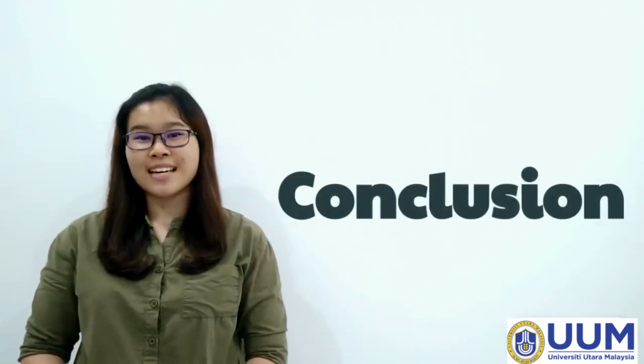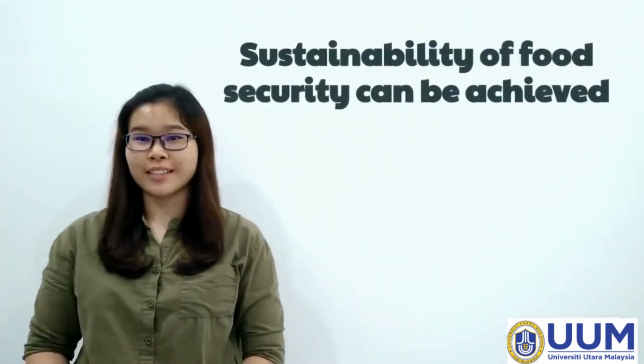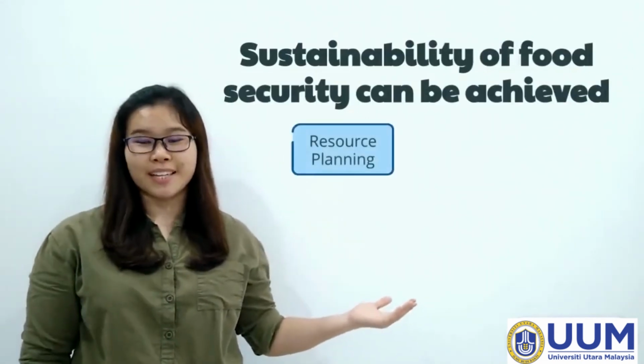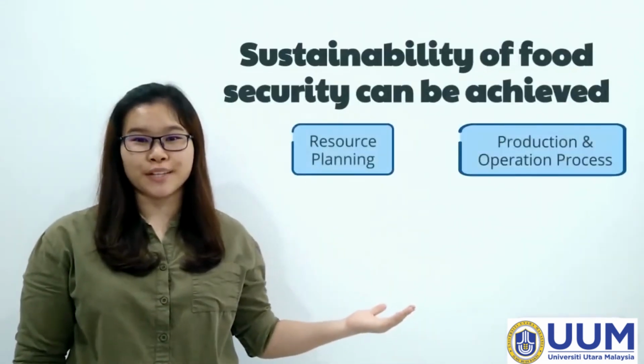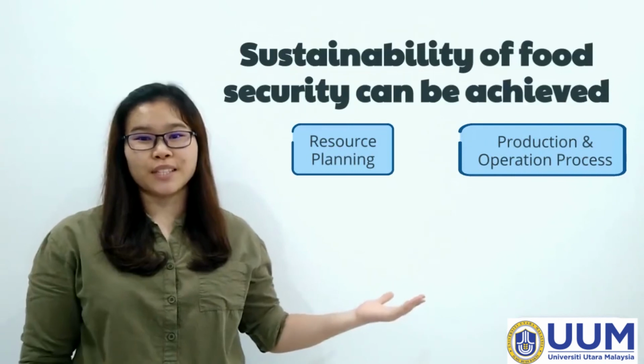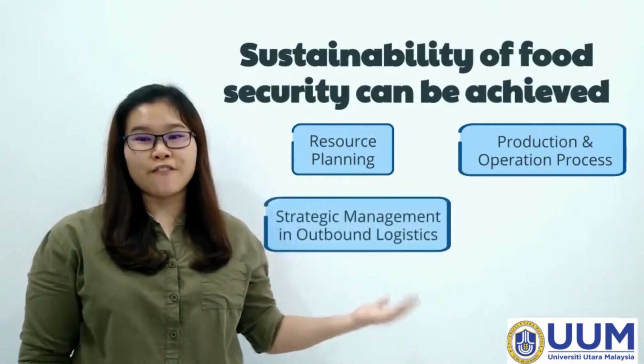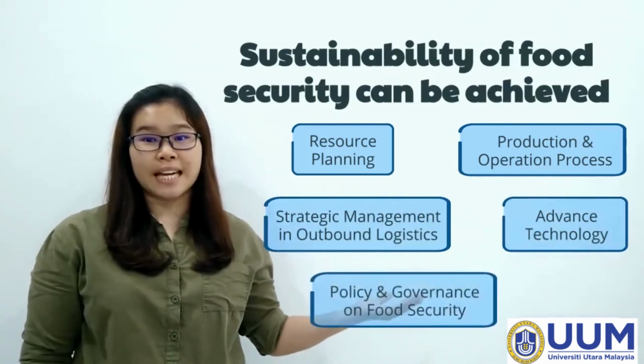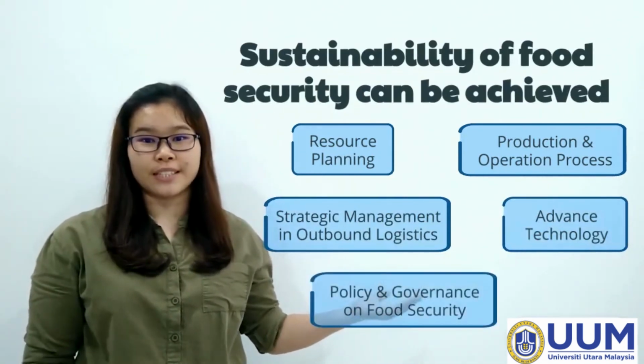In conclusion, sustainability of food security can be achieved through good management in resource planning, production and operation process, strategy management in outbound logistics, advanced technology in the food industry, and policy and governance on food security.